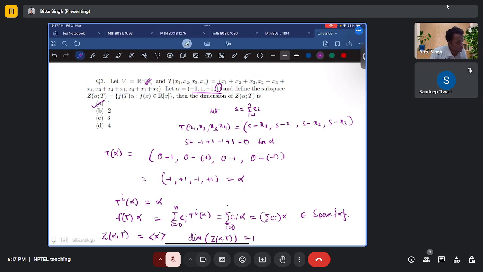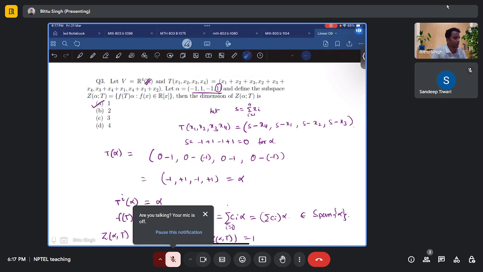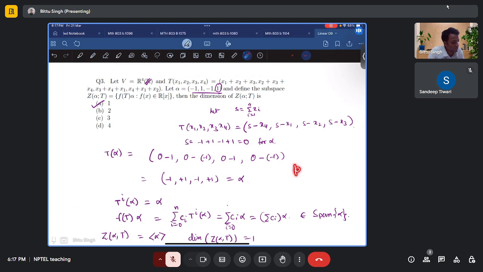The length of the rank of T, no, that is actually the dimension of this Z(alpha, T). That is the same as the rank of the minimal one. So suppose p is a polynomial of T which annihilates this alpha, that is, p of alpha is 0.